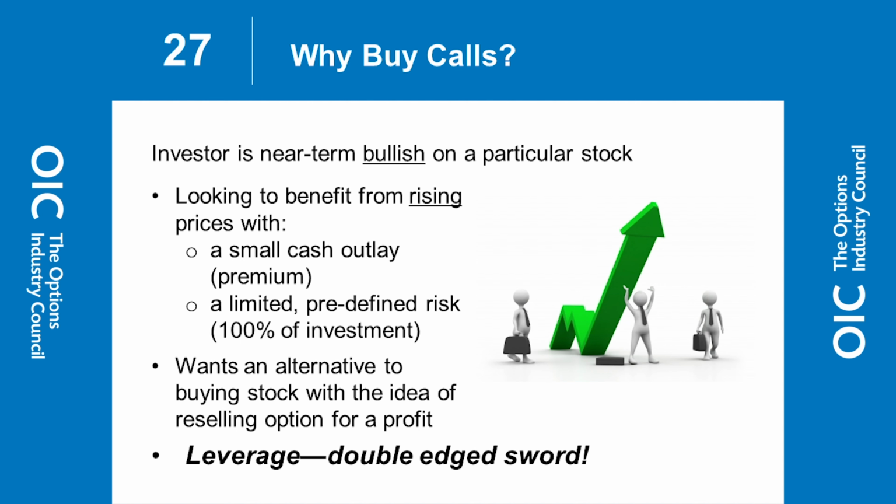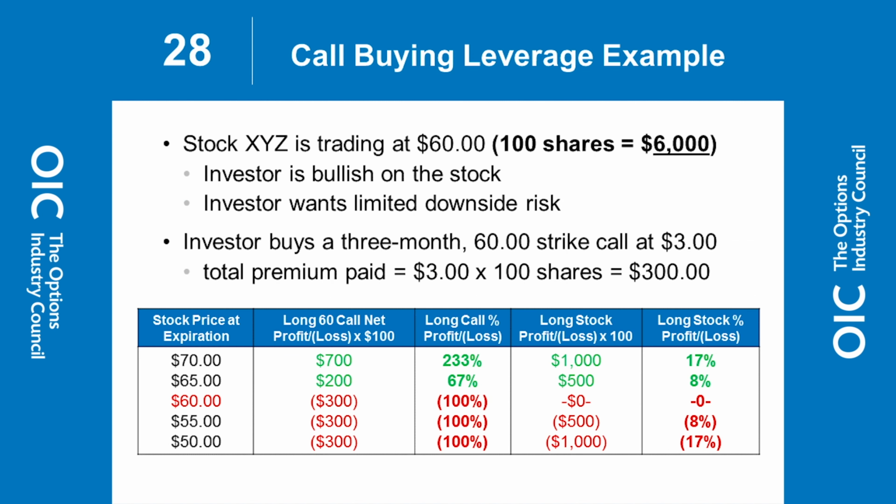So here's our example. Stock's trading at $60 a share. We can buy 100 shares right now for $6,000. Again, our outlook is that we're bullish on the stock. Our motivation in this case is that we want limited downside risk and also leverage. So we're going to buy a 3-month 60-strike call for $3, or $300.